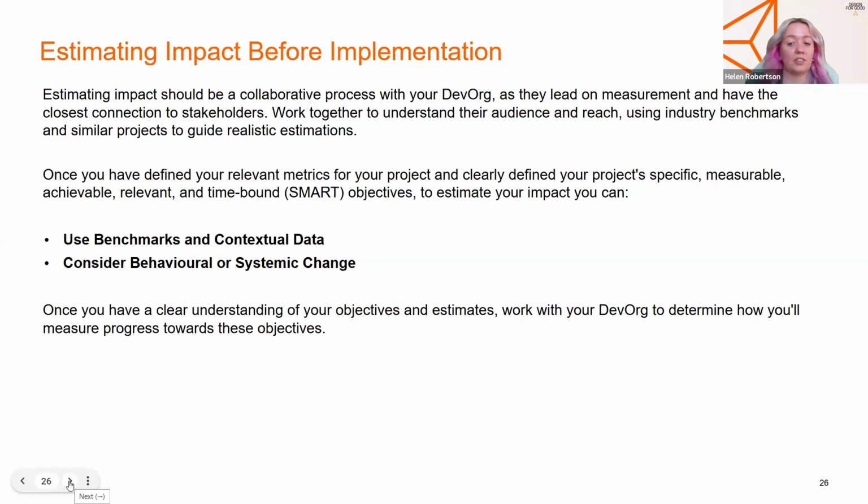And once you have a clear understanding of your objectives and estimates, work with your dev org to determine how you're going to measure the progress towards these objectives, towards these estimates. And together with them, keep refining those estimates over time as more data becomes available. Estimating impact is a really important step in communicating the importance and reach of your project prior to its implementation, prior to it going out.